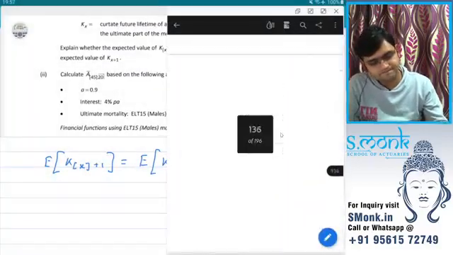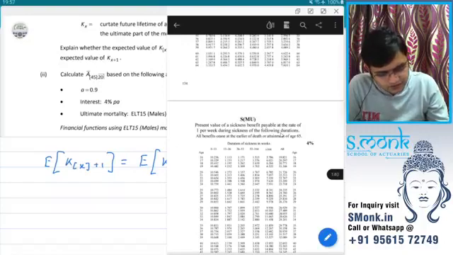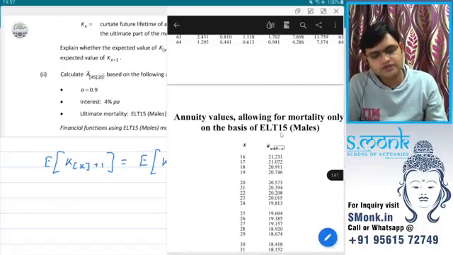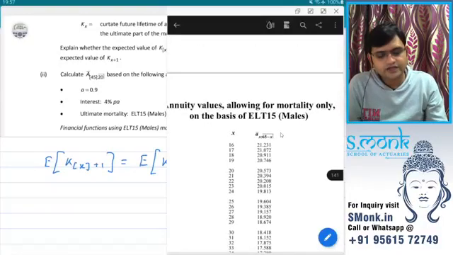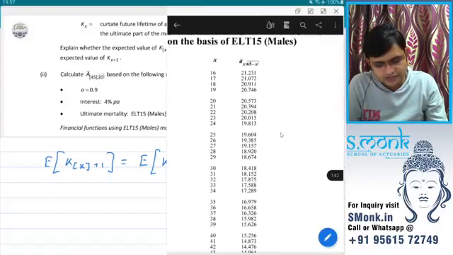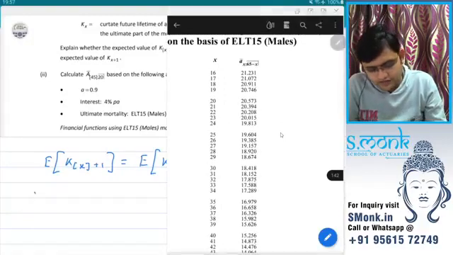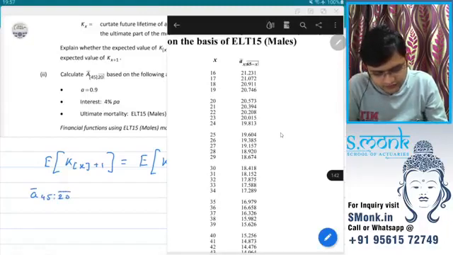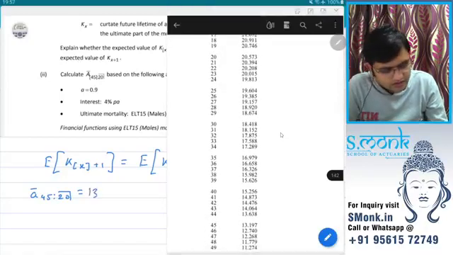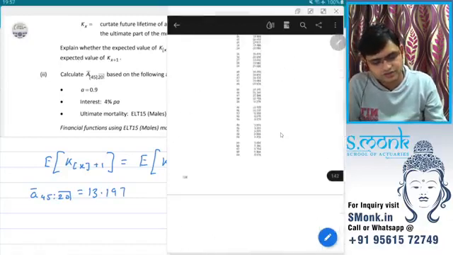Okay, so page 136. This is page 136. You can see annuity values allowing for mortality only on the basis of ELT15 male. So you can see for ELT15 male, they have given us certain values. So from here we can find a double-dot 45:20. When x is 45, a double-dot 45:20 would be 13.197. This we can get from here, right?